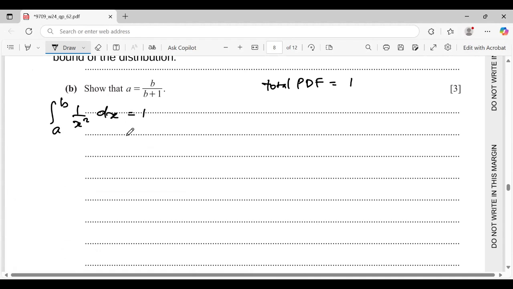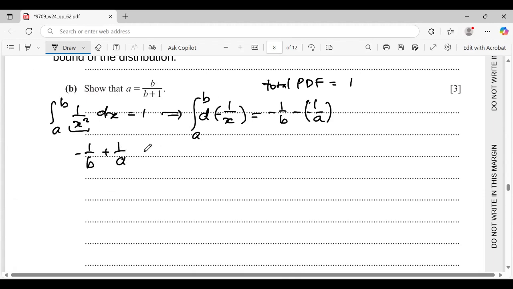The integral of this expression is minus 1 over x. After that, substituting b and a becomes minus 1 over b minus minus 1 over a. And I will continue here. That's minus 1 over b plus 1 over a equals 1, according to this statement.